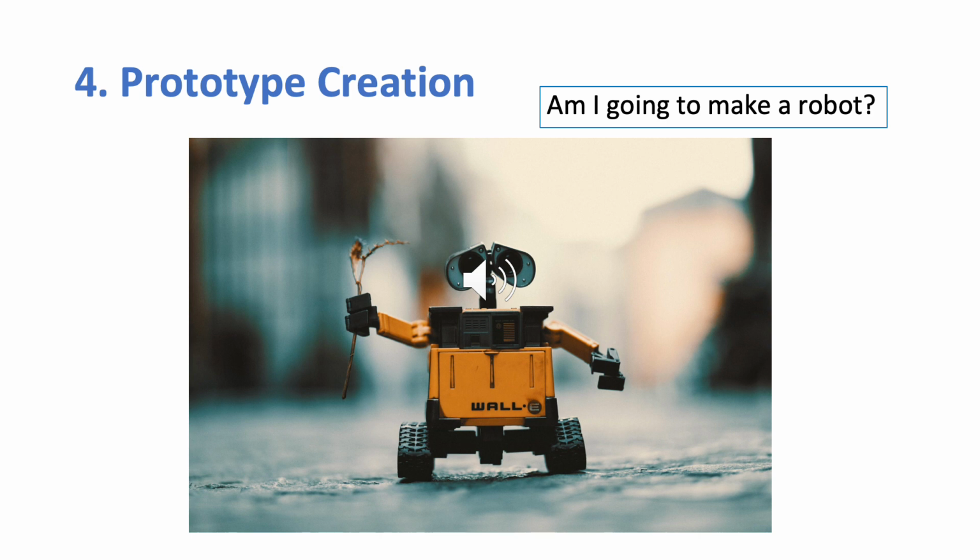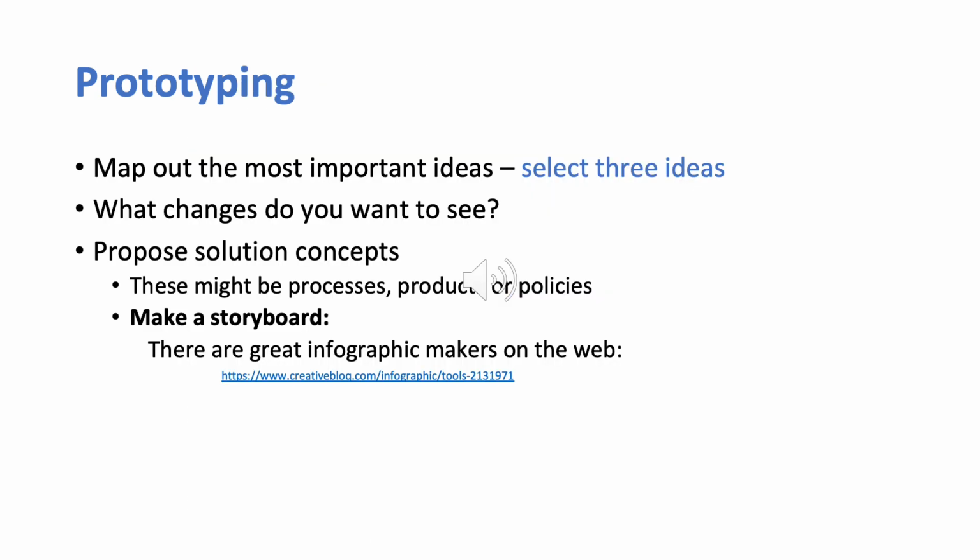Step 4. Prototype creation. I know you're asking yourself, am I going to make a robot? Well, not exactly. Prototyping can take on various forms. First and foremost, you're mapping out the most important ideas, and you're selecting your top 3 ideas to narrow it down. What changes do you want to see? Propose solution concepts. These might be processes, products, or policies. Make a storyboard. There are great infographic makers on the web.